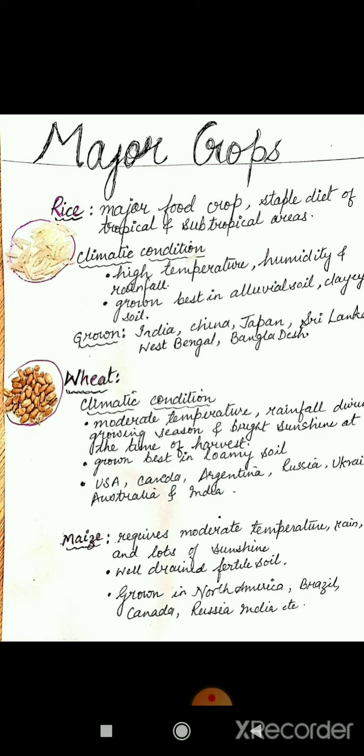And the third crop is your maize. I did not get the seeds of that maize, that is why I had not pasted the maize one here. This is actually a kind of coarse grain, means mota anaj, which can be grown on less fertile and sandy soil. It needs a lot of sunshine also. It requires well-drained fertile soil. It is grown mostly in North America, Brazil, Canada, Russia, India, etc.